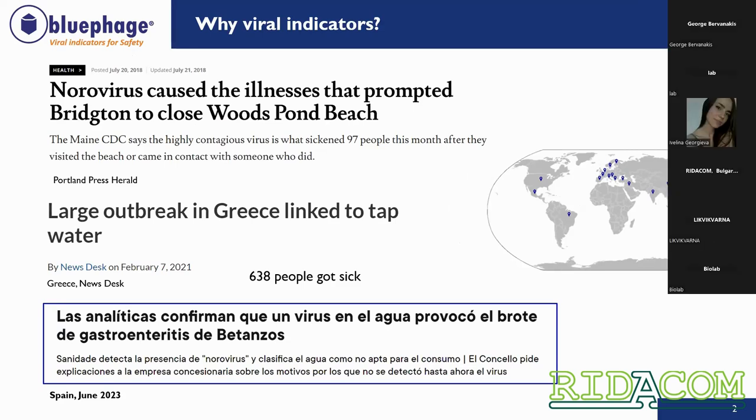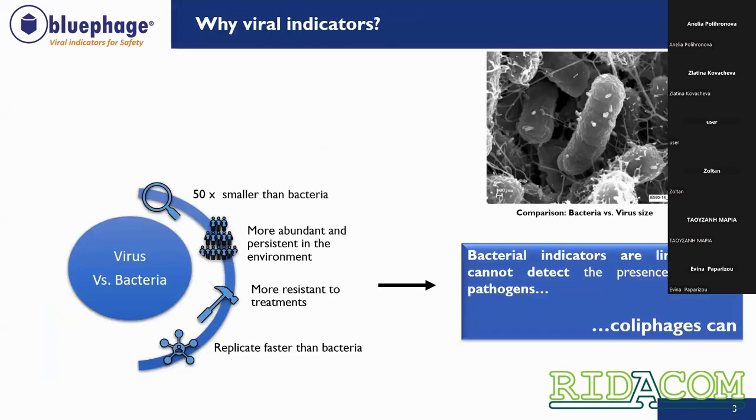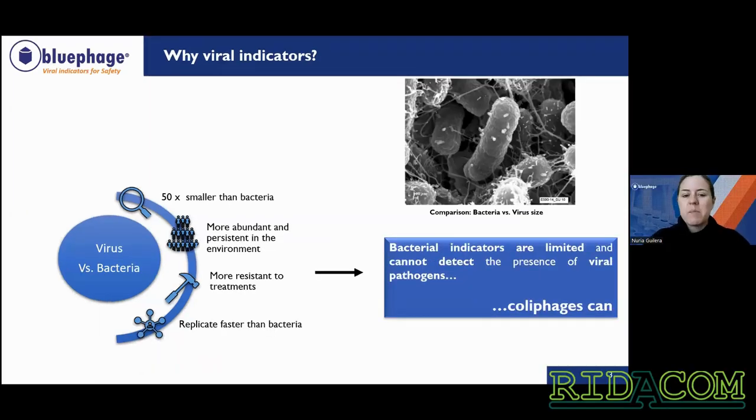But at that time, the water was only tested for bacteria indicators. Bacteria indicators are very good indicators, but just for the bacteria. So they don't provide information about a possible viral contamination. That is why it's really important to analyze coliphages or other viruses, because bacteria cannot detect the presence of the viral pathogens, as viruses are smaller than bacteria. They are more abundant and persistent than them in the environment. And one of the most important things is they're more resistant to treatments.